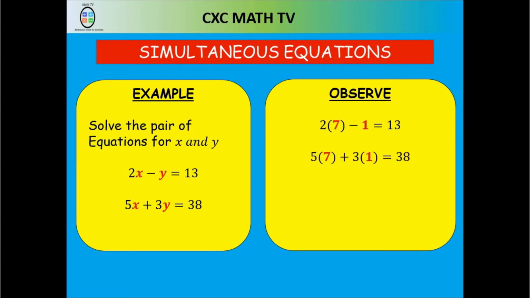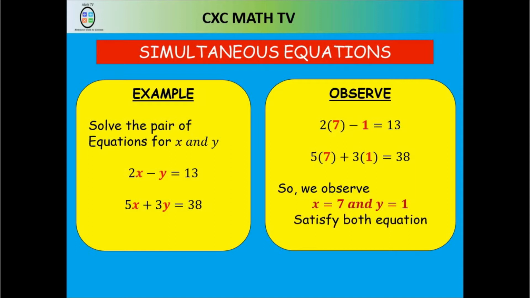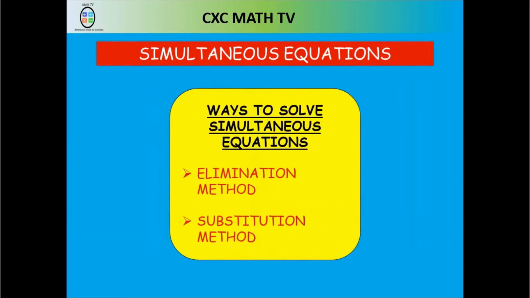Look at equation 2. Put in x as 7 and y as 1. We say 5 times 7 would be 35, plus 3 times 1 would be 3, and that is indeed equal to 38. So we observe that x equals 7 and y equals 1 satisfies both equations. Therefore, the solution for this pair of simultaneous equations is x equals 7 and y equals 1.